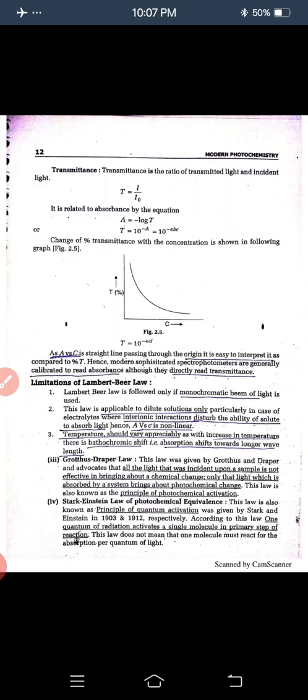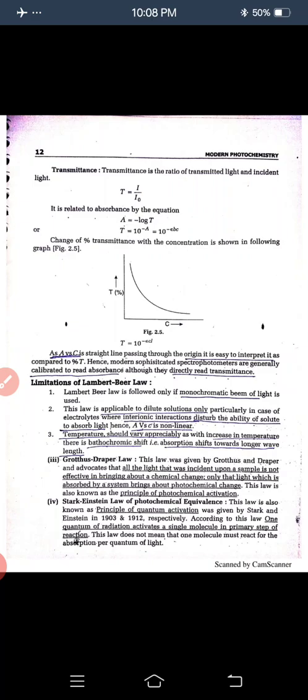Limitations of the Beer-Lambert law. This is important, because in examinations some types of question are asked: what are the limitations of the Beer-Lambert law? The first limitation is that the Lambert-Beer law is followed only if a monochromatic beam of light is used. First condition: the light is always monochromatic light.